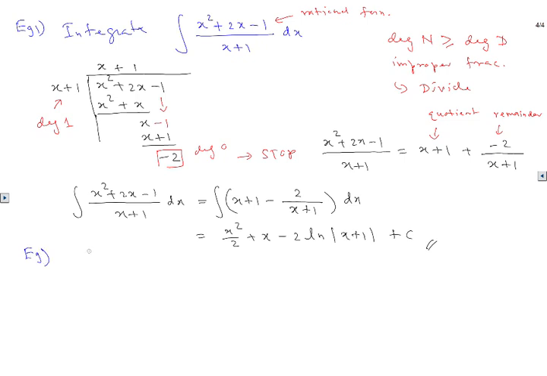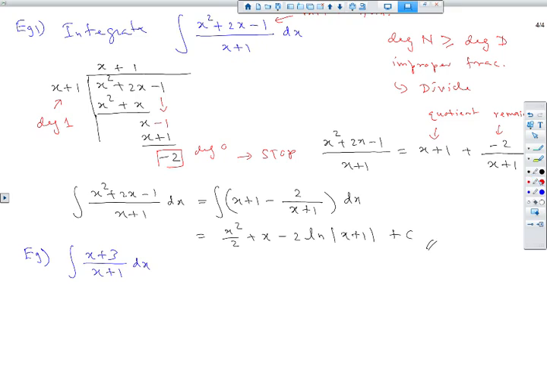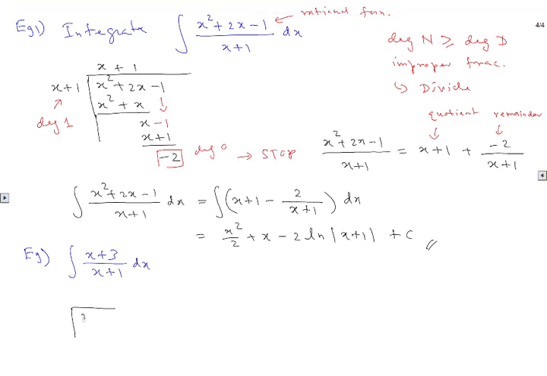So how about this one? Integrate x plus 3 over x plus 1 dx. I'm going to show you a trick here. You can again do the long division as we did before. So if we do the long division, what do you get? It is x plus 3 divided by x plus 1, so you have a 1, so you're going to get x plus 1, and when you subtract you get 2, so you're done. So that means the quotient is 1, the remainder is 2.